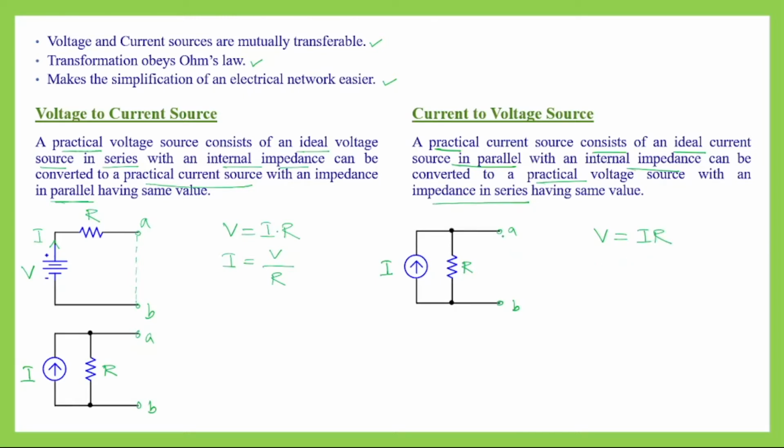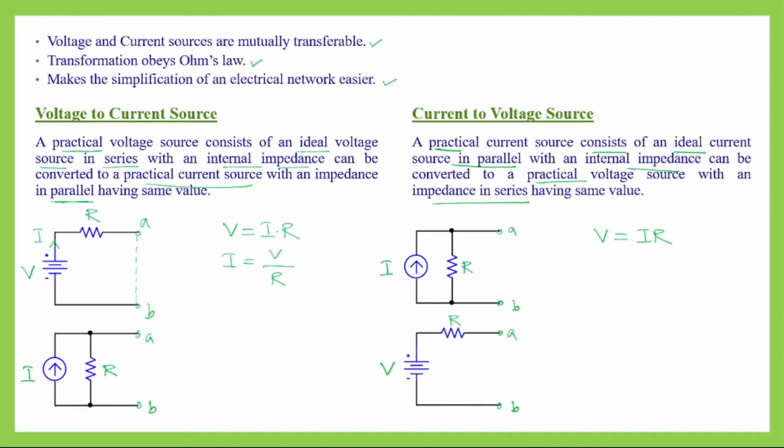So that means the voltage drop across this resistor, or the voltage value across these two terminals A and B, will be V, and that is I multiplied by R. Now if we replace this current source by a voltage source, it will look like this. This will be the voltage source having value V, where V is equal to I multiplied by R, and this resistor will have the same resistance value R, and they will be connected between the same terminals A and B.